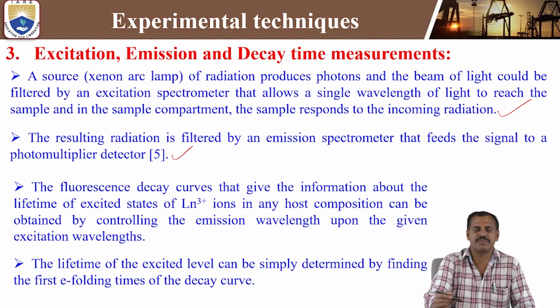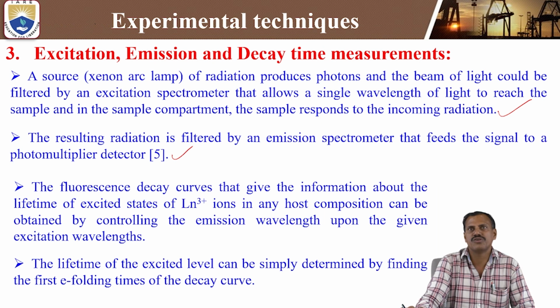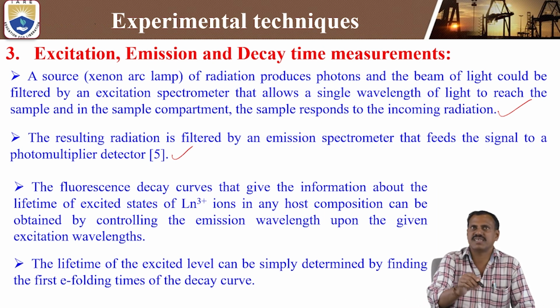So we can measure lifetime measurements also. With only one fluorolux spectrometer, we can do three types of measurements. One is the excitation spectrum, at the same time the emission spectrum, and lifetime measurements also. So in this instrument, we can do three types of spectral measurements using the fluorolux spectrometer.